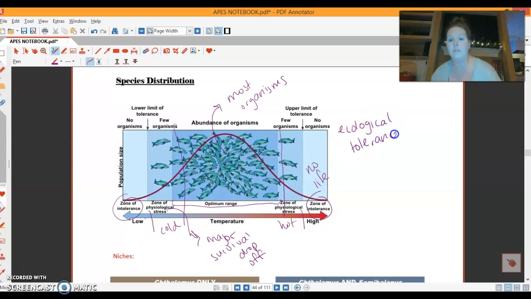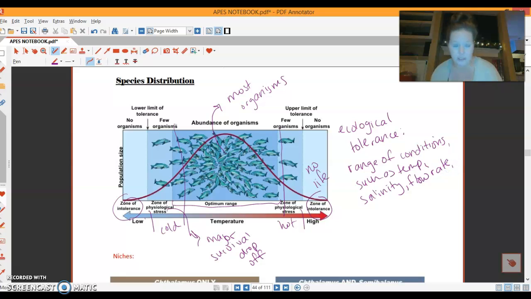ecological tolerance. Okay, so ecological tolerance is a range of conditions. You know, my handwriting is on point today. Look at this. It's a range of conditions such as temperature, which is what this graph is, salinity. So hopefully you guys remember that is the amount of salt in the water. Flow rate, so how fast the water is flowing, and sunlight. That an organism can endure before death.